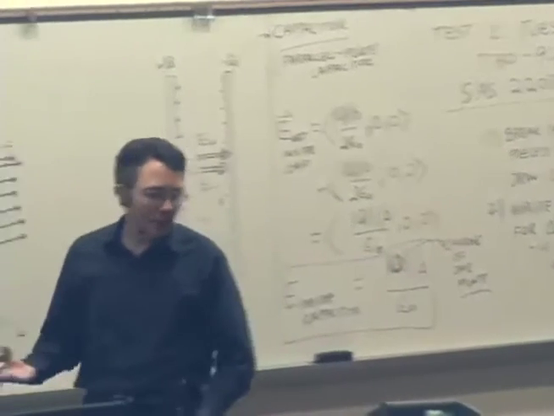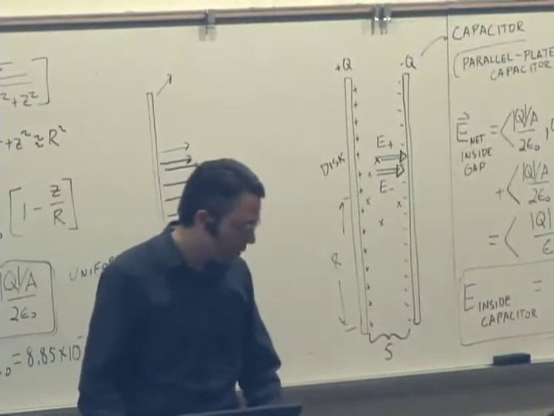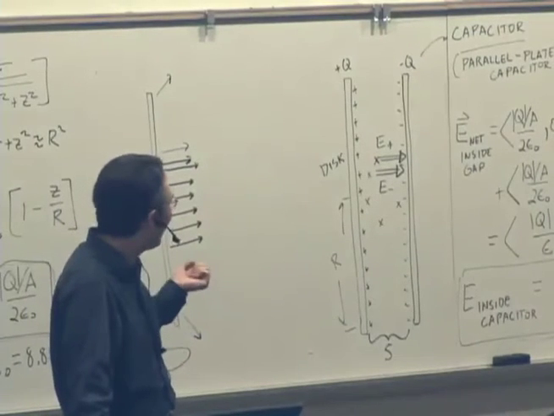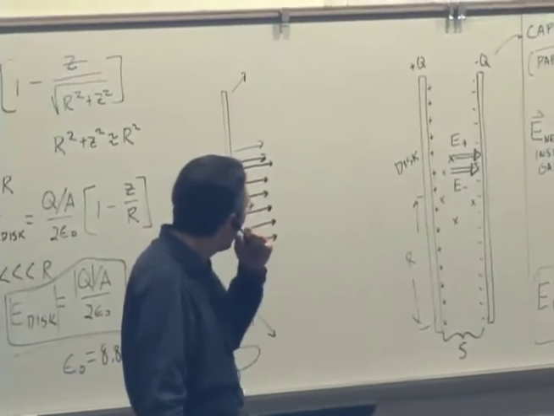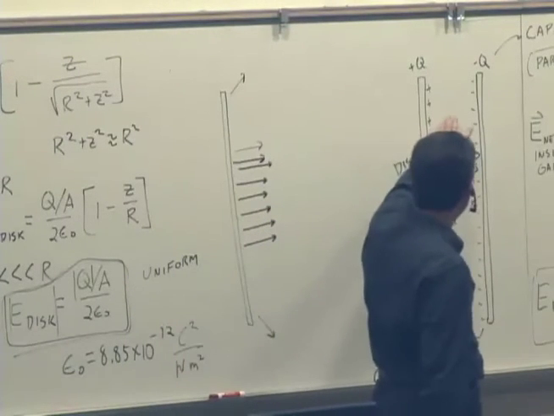So a capacitor is very useful. It has a number of uses, and we'll see those as we go through the semester. It's useful technologically for storing charge and storing energy, which can be used later on. But it's also useful for creating situations where we have a uniform electric field.